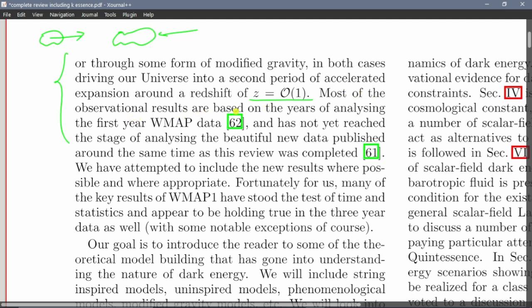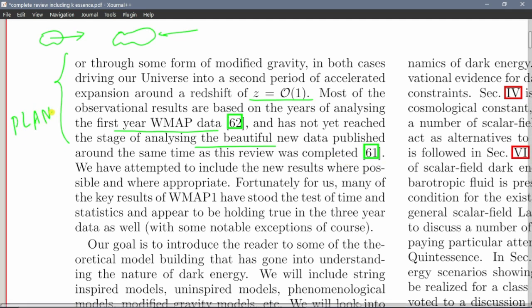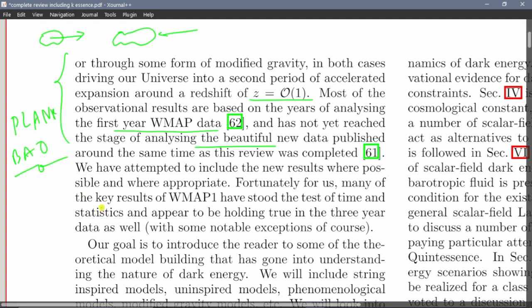Most of the observational results are based on the analysis of the first year WMAP data and have not yet reached the stage of analyzing the beautiful new data published around the same time as this review was completed. Now we have multiple data sets, like Planck data and BAO data, and people are using this data to understand the cosmic acceleration, and they came to a conclusion that yes, there exists a cosmological constant, and they test both modified gravity as well as the scalar field and different other fields which can explain the realm of cosmic acceleration.